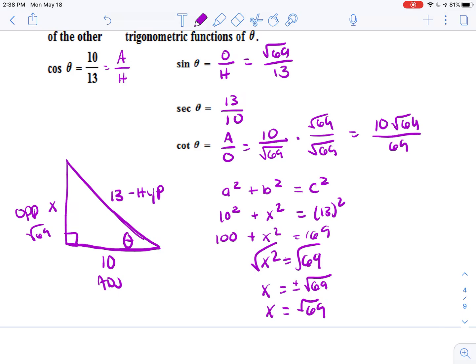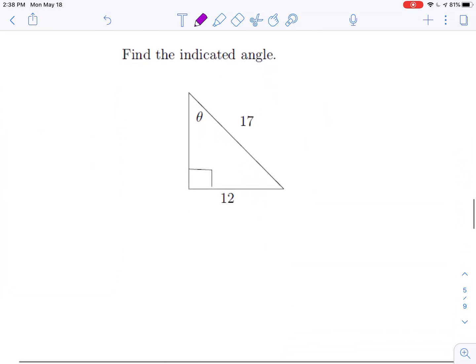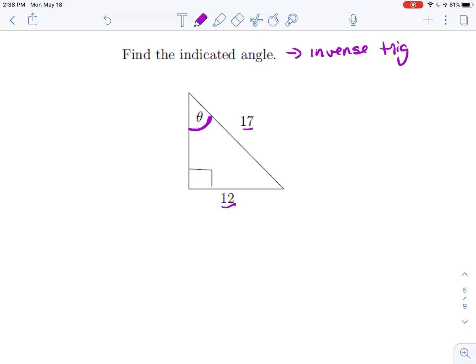Okay, so what else can we do with these right triangles? Well, we can also use them to find an indicated angle. Okay, so we're looking for this angle up here. We are given 12 and 17 on those sides. How do we do this? Well, remember, anytime we're finding an angle, we need to use the inverse trig function. Okay, so we need to find which inverse trig function works best for the sides that I am given.